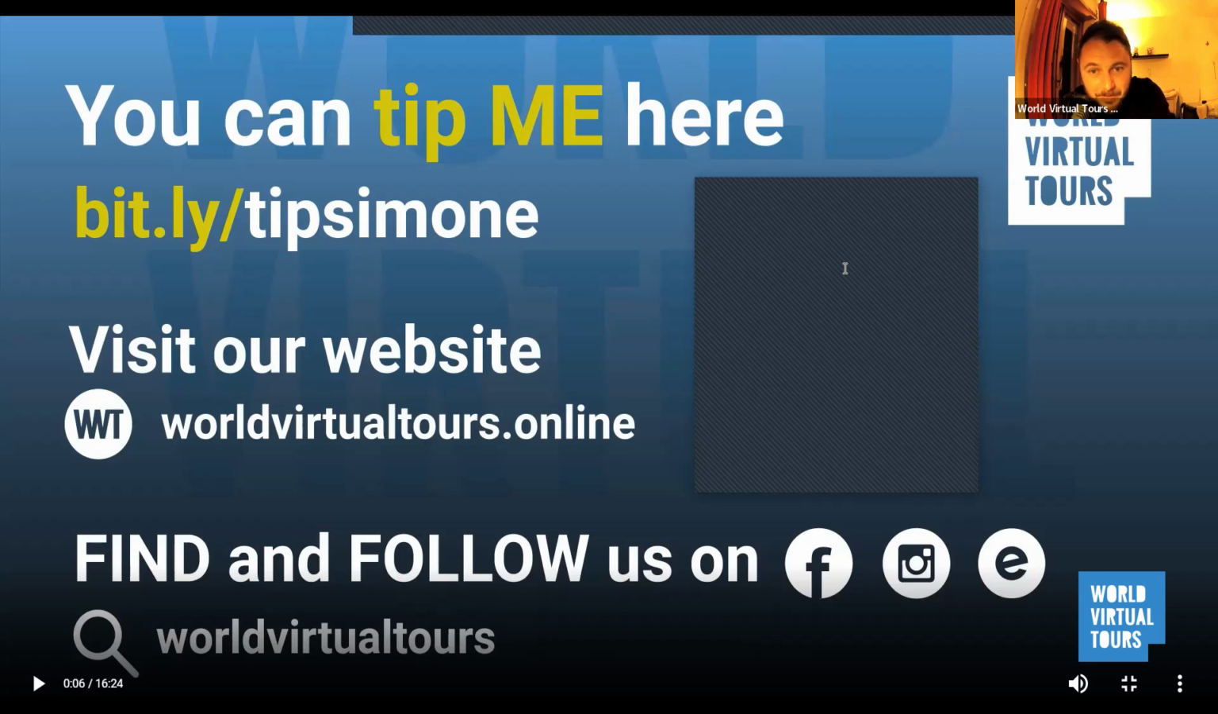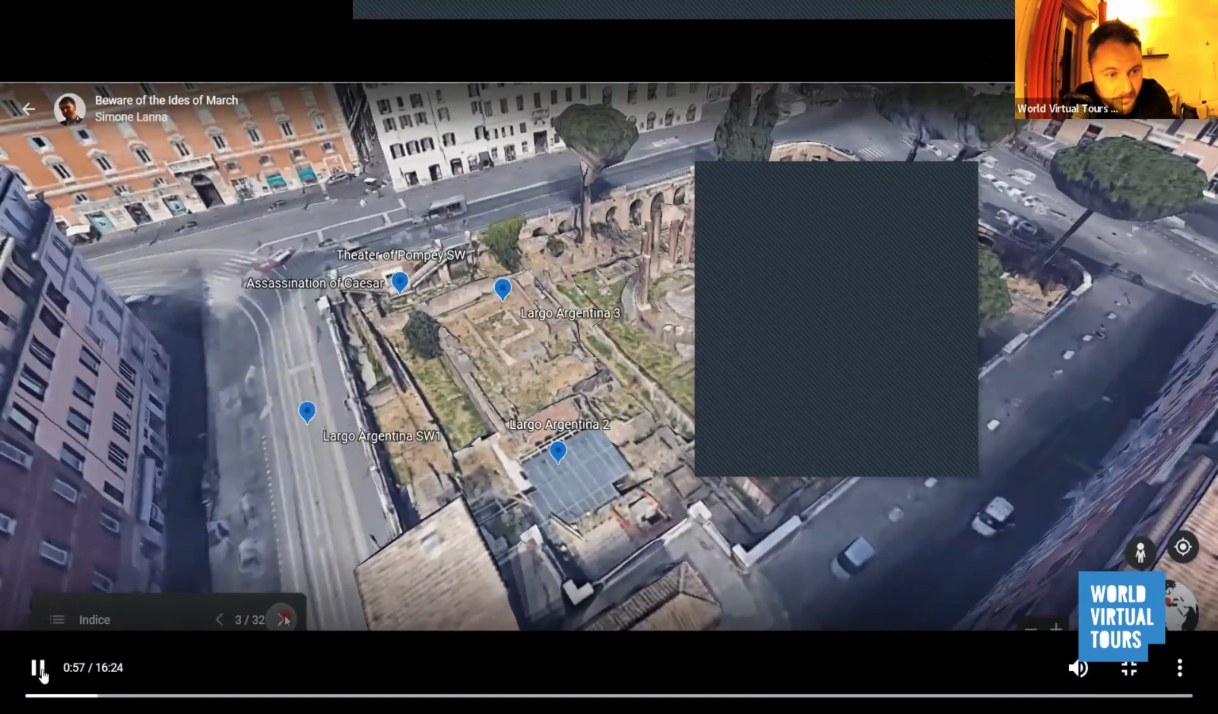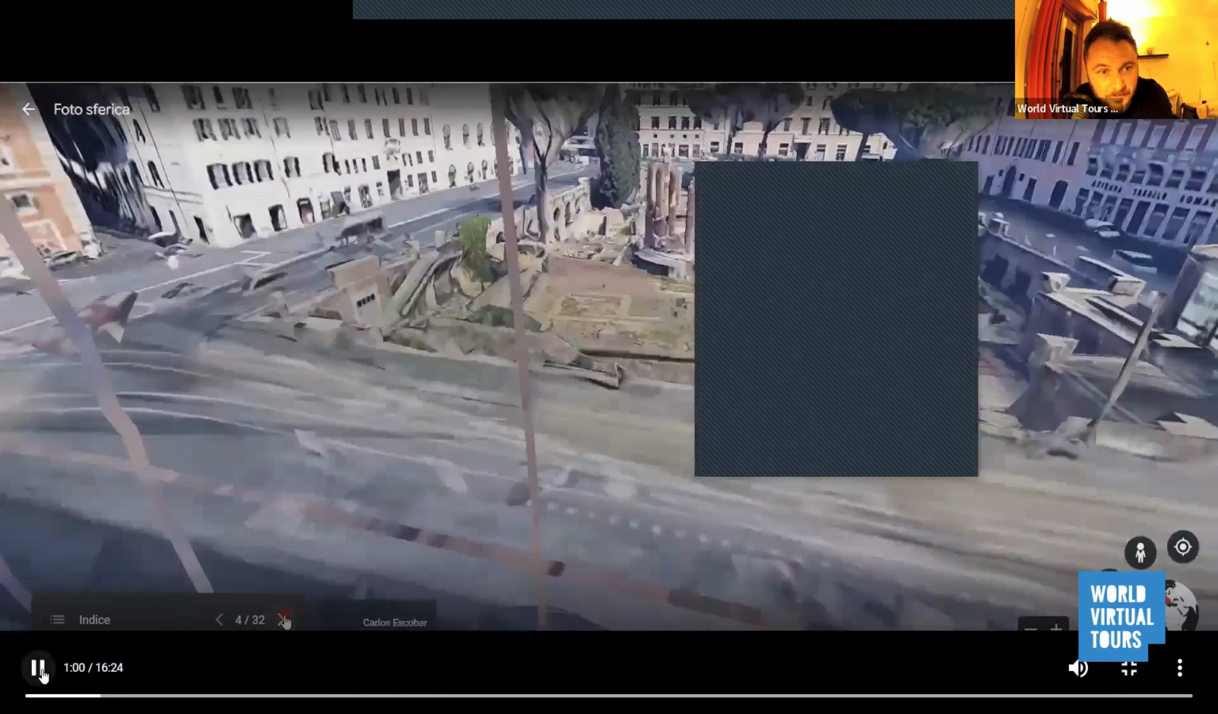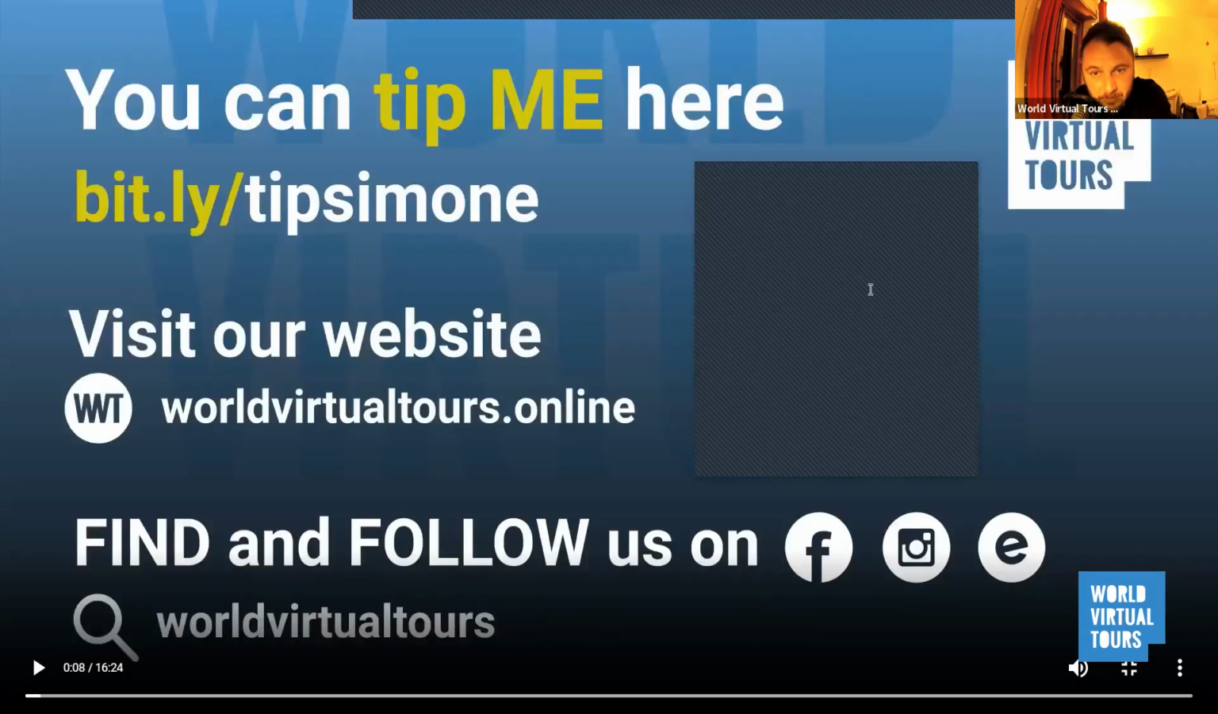The exact spot. Okay, let me show you. This is Largo Argentina as it is today. Look at the mouse arrow. It's here. You see that there is a stair going down from the street. This is the place. So it's on the left side, right in front of the theater. This is Argentina Theater, and it's right in front of it. This is where you can find the place where Julius Caesar died.